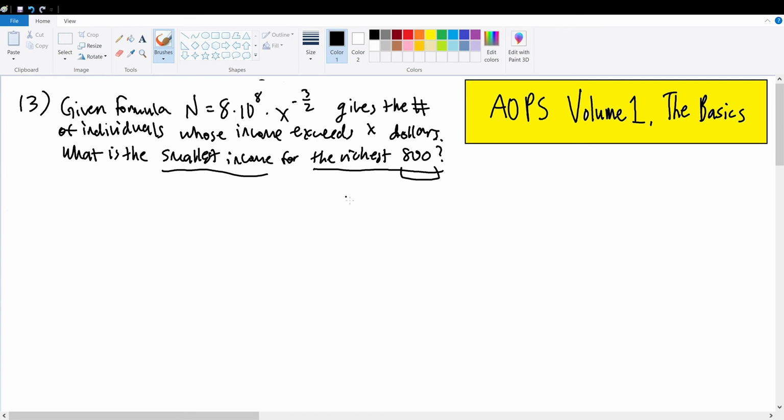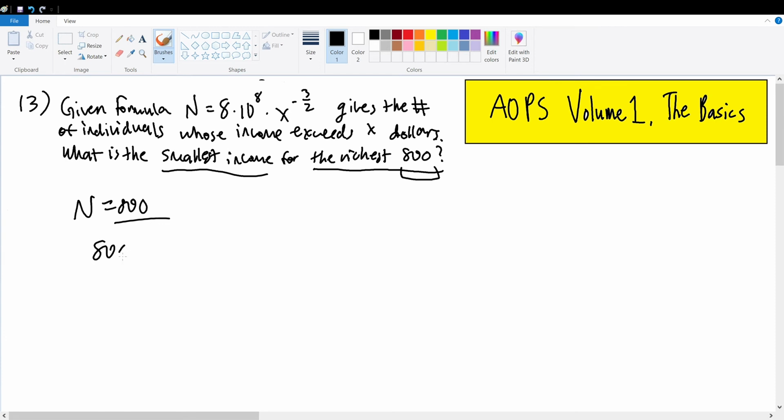As a side note, word problems are especially useful when you're trying to solve for certain numbers, so it is very important to utilize the proper information, as within this question. All we have to do is apply n equal to 800 to solve for the lowest income, because this equation gives us the smallest income for any given population of people.